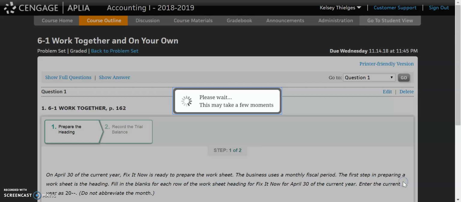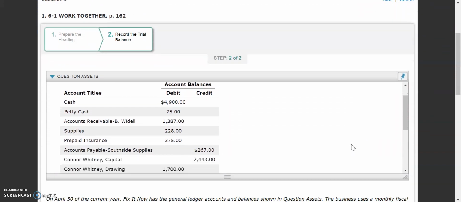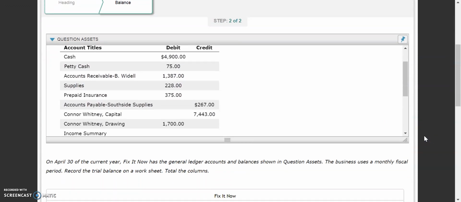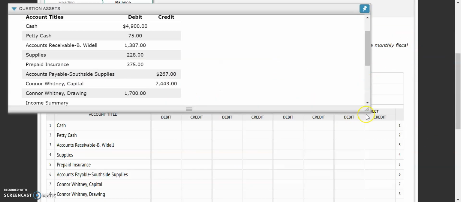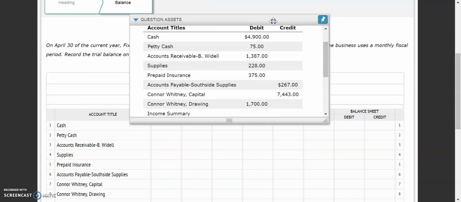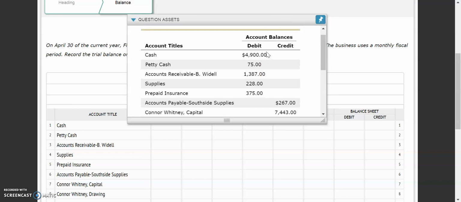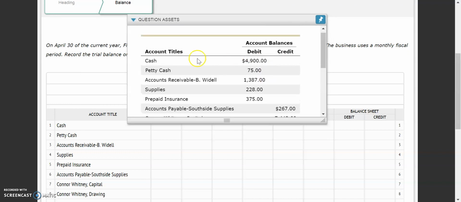So let's click on our next step and head over to part 2 where we're going to record the trial balance. Now I want to point out a couple of things. We have a question and asset tab over here, and I'm just going to make this a little bit smaller. The thing that I'm not a big fan of how Aplia and MindTap does this is that this information here is what we need to complete our worksheet.